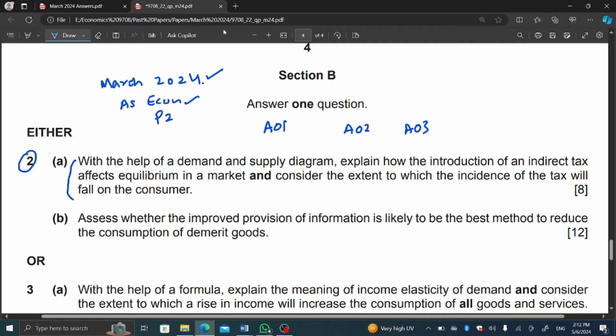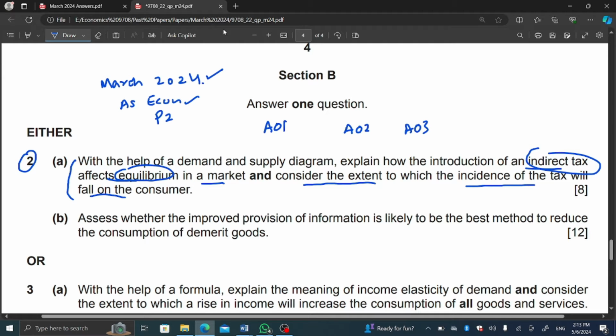So starting with assessment objective 1, the question says, with the help of a demand and supply diagram, explain how the introduction of an indirect tax affects equilibrium in the market and consider the extent to which the incidence of the tax will fall on the consumer. First of all, identify the knowledge points. The first knowledge point is indirect tax and the other one is equilibrium. So first you have to define what indirect tax is and give an example.